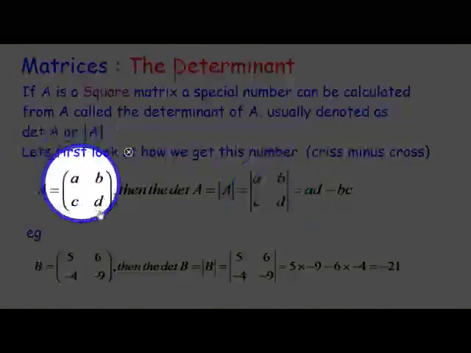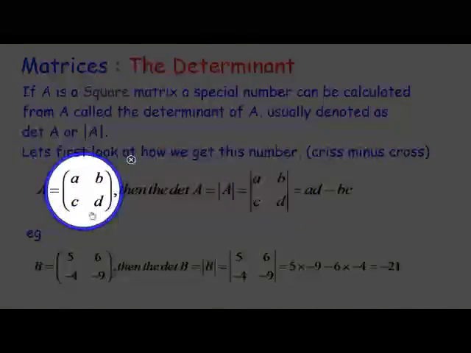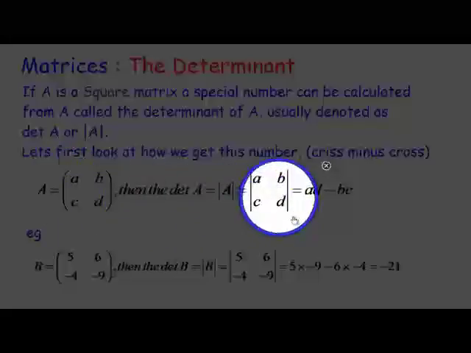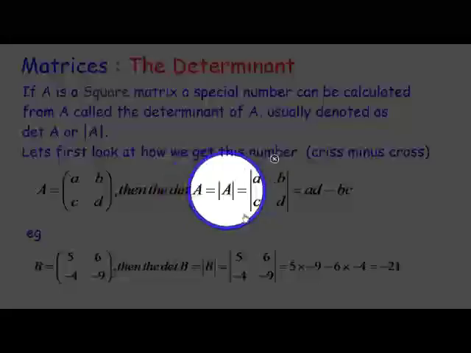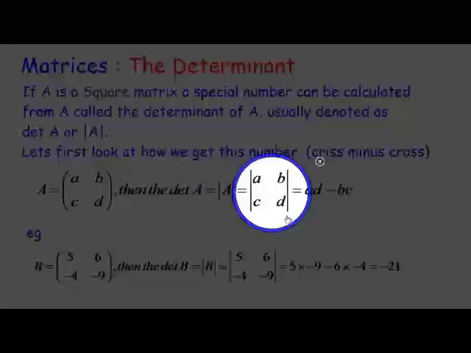Here's the original matrix, over here, A, B, C, D. It's called A, and its determinant is called det A, or if you like, A with some absolute value signs on either side of it. So here is the determinant.